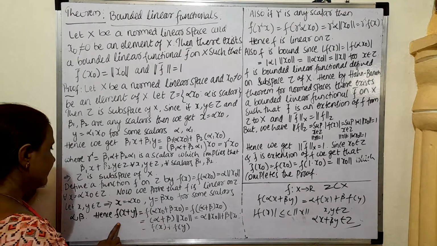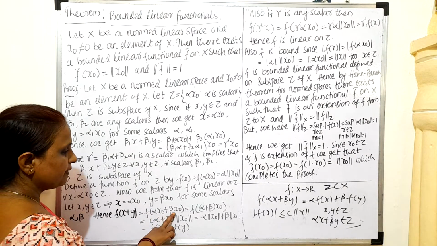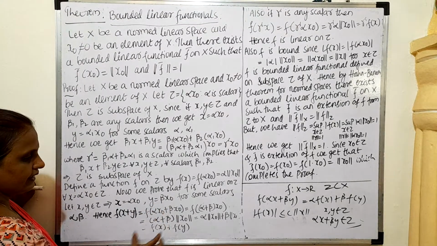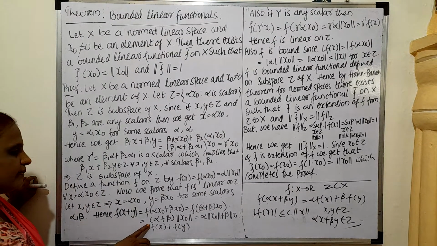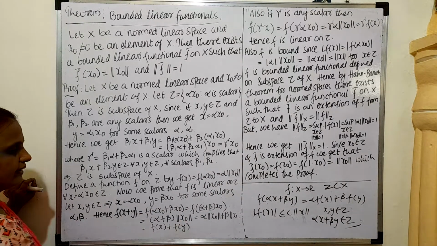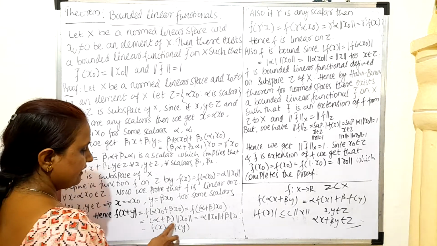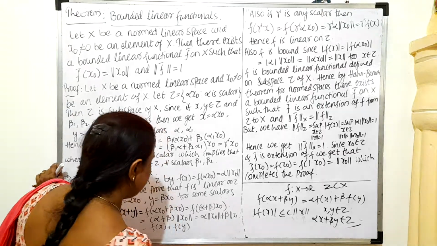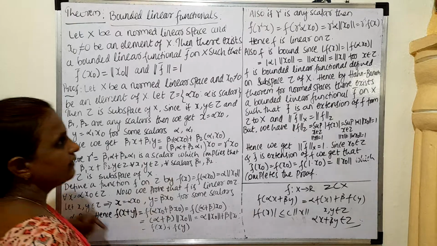So we consider f of x plus y equal to f of alpha x naught plus beta x naught. Assume that x is alpha x naught, y is beta x naught. Then the sum will be alpha plus beta times x naught. Here alpha plus beta is a scalar, taken outside by the definition of the functional, times norm x naught. Again, if norm x naught is multiplied within the bracket by the distributive property, we can write alpha norm x naught plus beta norm x naught, that is f of x plus f of y. It implies f is linear.